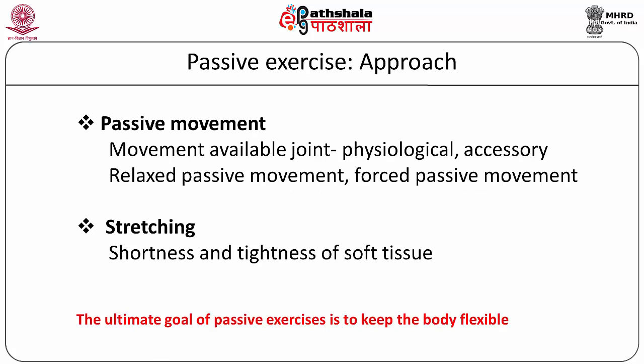There are two major approaches to passive exercise. One focuses on the motion available within a joint, and the second deals with the shortening and tightness of the soft tissue. The passive exercise approach dealing with the motion available within a joint is collectively known as passive movement, whereas the passive exercise dealing with the shortness and tightness of the soft tissue is known as stretching. The ultimate goal of both groups of passive exercise is to keep the body flexible.